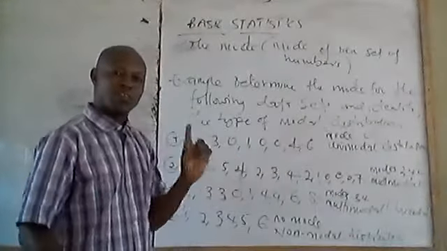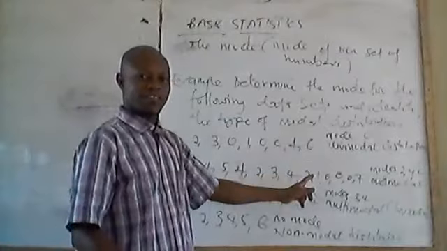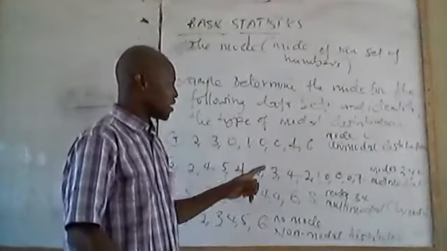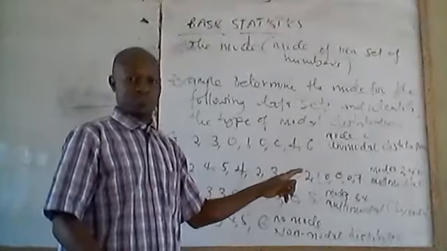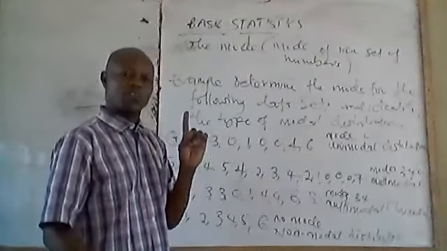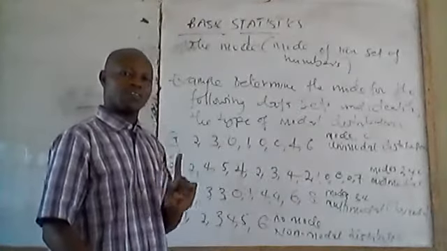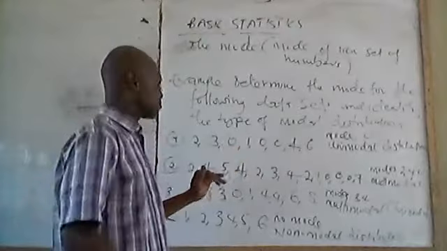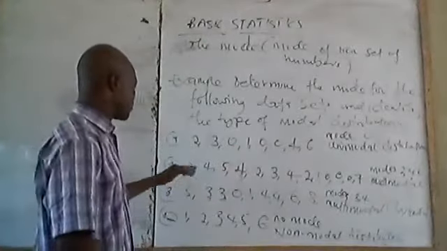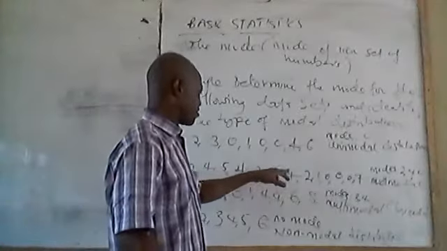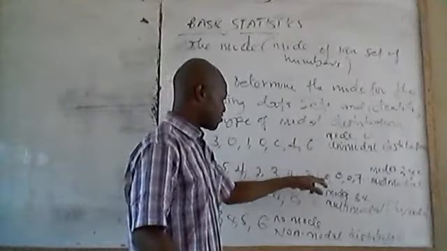And because there's only one mode in this data set, it represents a unimodal distribution. So it is a unimodal distribution because only one of the numbers has occurred more than the rest of the numbers in the data set. Take note of that. Example 2, we have 2, 4, 5, 4, 2, 3, 4, 2, 1, 0, 0, 0, and 7.